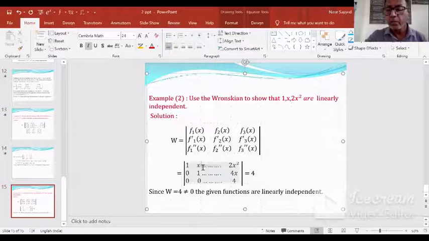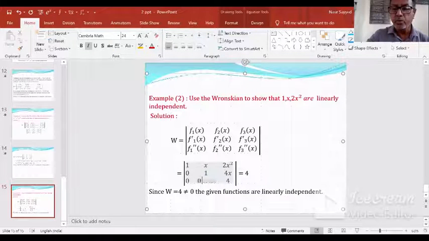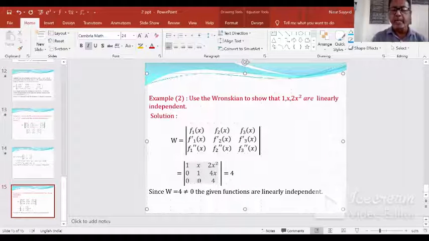Now f1 of x is 1, f2 of x is x, and f3 of x is 2x square. Then the first derivative of f1 is 0, the first derivative of f2 is 1, and the first derivative of f3 is 4x. And in the third row, the second derivative of f1 is 0, the second derivative of f2 is 0, and the second derivative of f3 is 4. Meaning we take the derivative of this row and write it here.